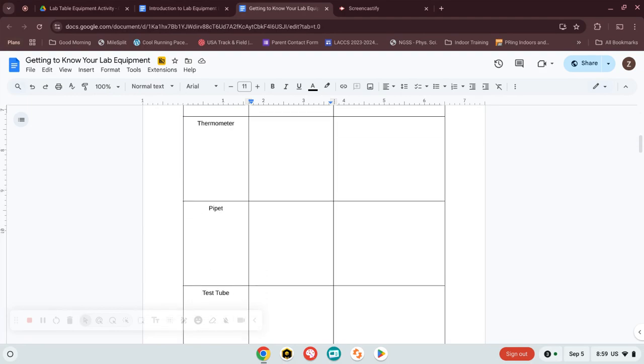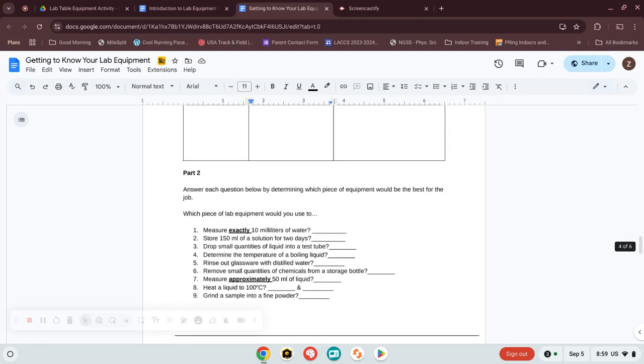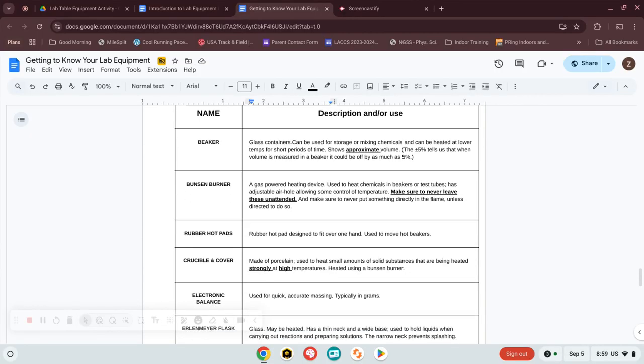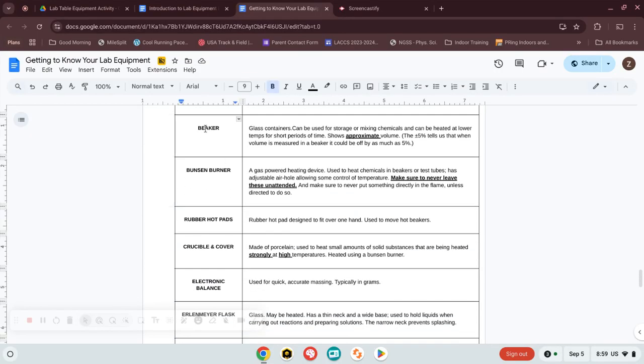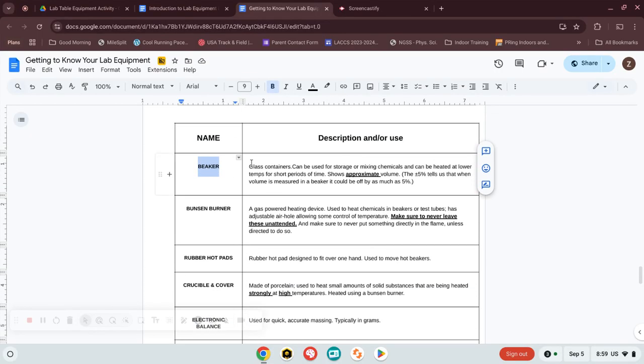To do that, you scroll all the way down online, but I think I've given you a separate sheet of paper. You should be able to find this sort of table of contents looking thing. And once you figure out what the beaker is, you can use this description right here to give it a quick summary. If this isn't sufficient, you can use your Chromebook and look up a description of your own. So I would read this.